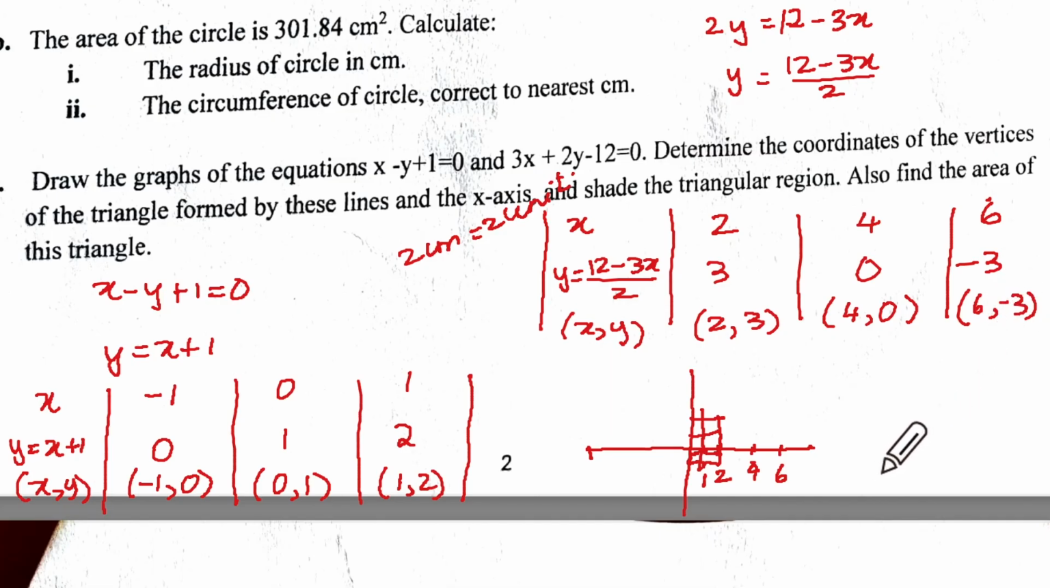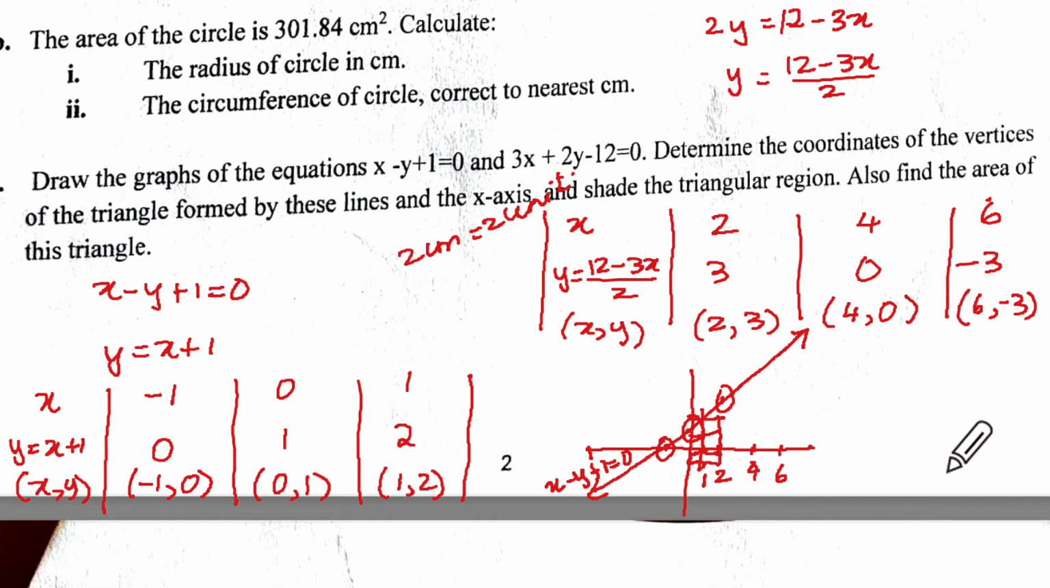Understanding? All right, now whatever said and done, your first point is minus 1 comma 0, so it's going to be somewhere here. Then 0 comma 1 will be somewhere here, and 1 comma 2 will be somewhere here. So you will get a line something like this. Understood? Then here you will show the arrow and write this is your x minus y plus 1 equal to 0.